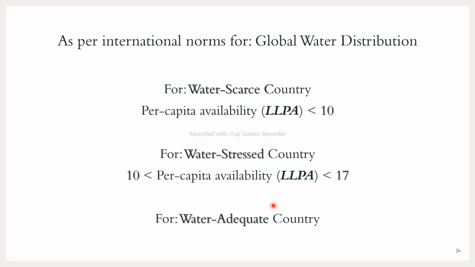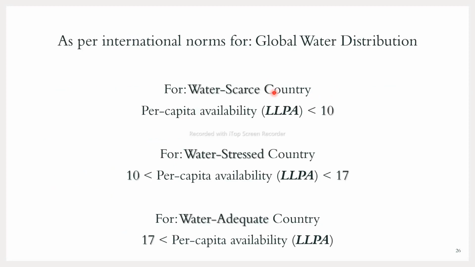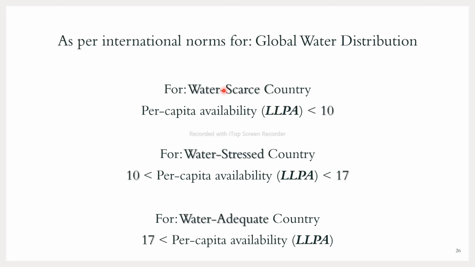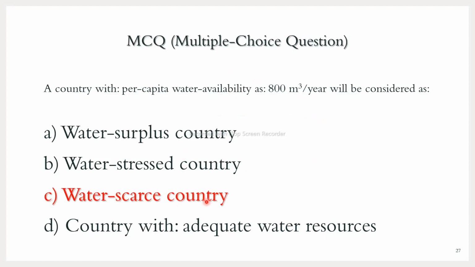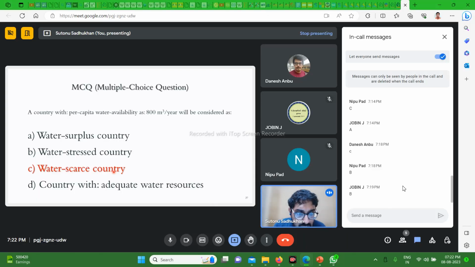The unit there is LLPA, lakhs of liters per annum, and here the unit is meter cube per year. So it is basically 8 LLPA. You can see that 8 LLPA comes below 10. As it is a water scarce country, the answer is water scarce country. So option C, provided by Danesh. Danesh has given the correct answer.